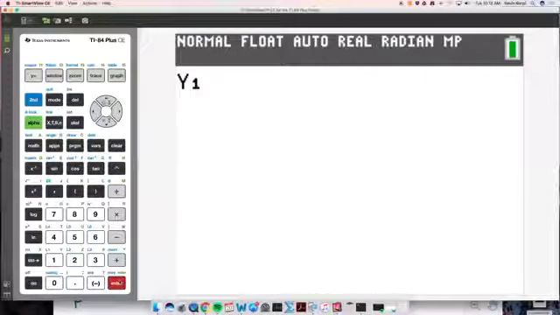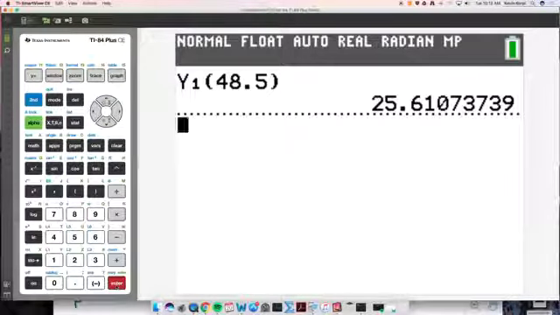So just hit enter or type in Y1, open parentheses, and type in 48.5, close parentheses. It's like evaluating the function at 48.5. You hit enter, and you write down 3 decimals, 25.610. And again, remember, I'm a big fan of truncating. So you can put 611 if you want as well, and that's feet.